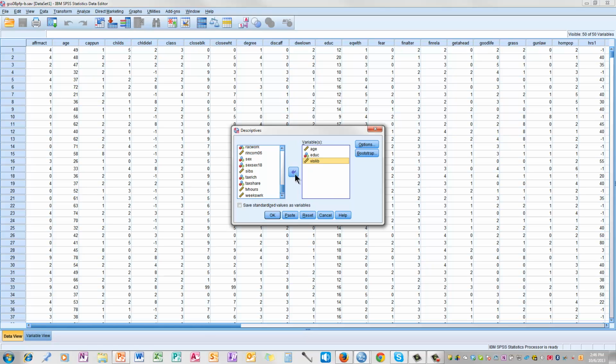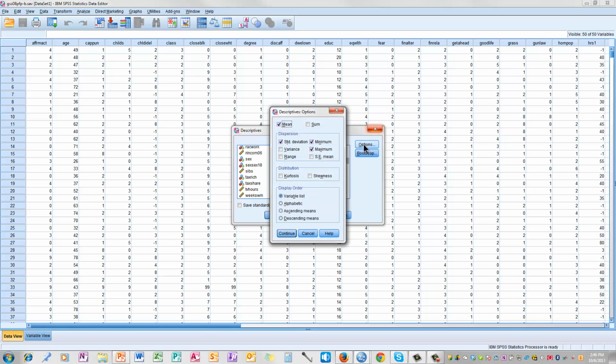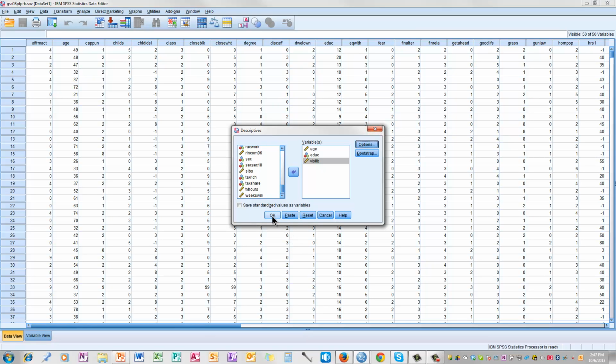And then our options. It says here the mean, the standard deviation, the minimum and maximum. Let's go ahead and keep those on. We'll be talking about those measures of dispersion or measures of variability, otherwise known as measures of spread, in Chapter 5, but I'll start to explain them here. Let's hit Continue and then hit OK.